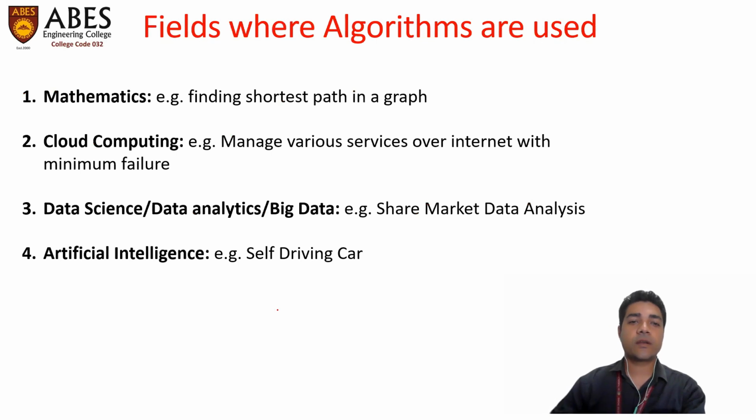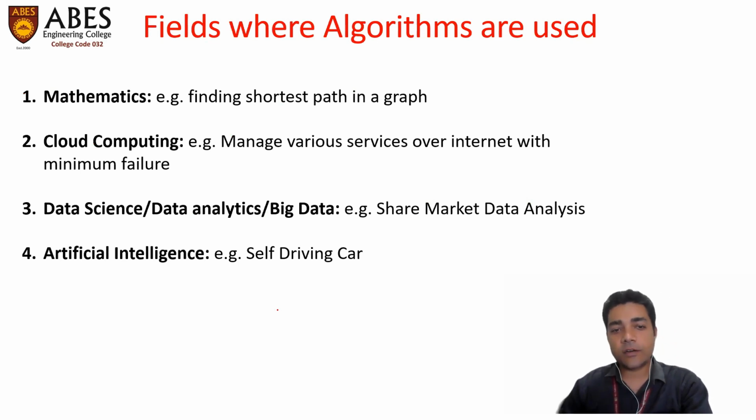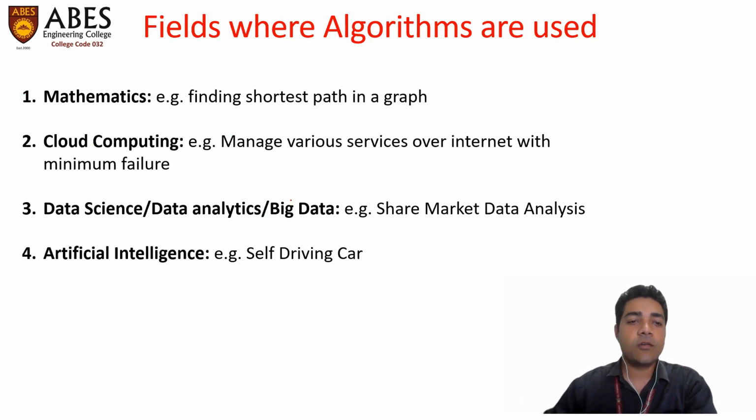Then moving on. What are the various fields in which the algorithm is used? Being a computer science and engineering student, or maybe you are from some other discipline also. In computer science, we all know we have to use an algorithm to write a program. Now computer science is being used in almost every field. We have rocket launches, mathematics, cloud computing. For example, in mathematics, we are using it to find the shortest path in a graph.